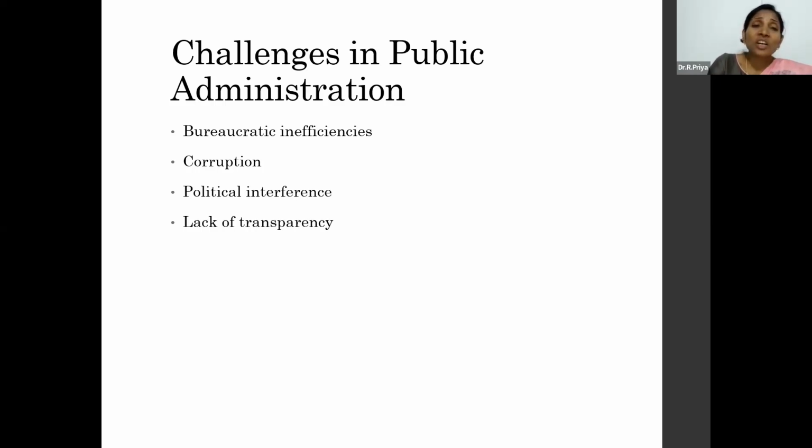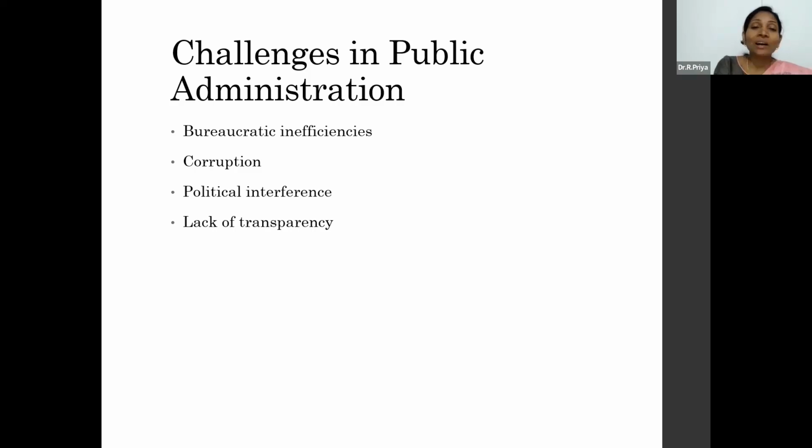Corruption and inefficiency are also one of the challenges in public administration, because of the misuse of public funds, bribery, and favoritism, which reduce effectiveness, so the resources may not reach the intended beneficiaries. For example, ghost beneficiaries in welfare schemes or inflated bills in public works. So much of this is a major challenge for public administration.